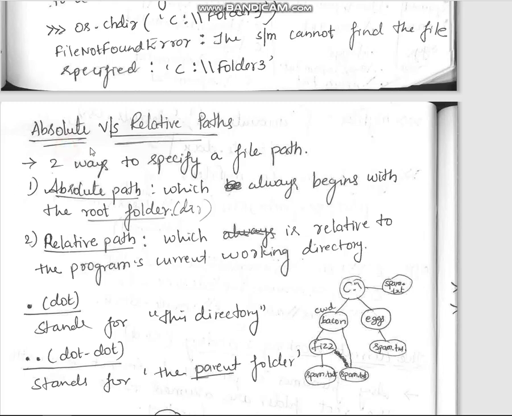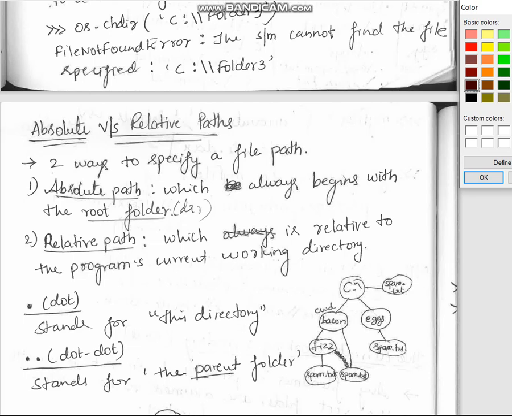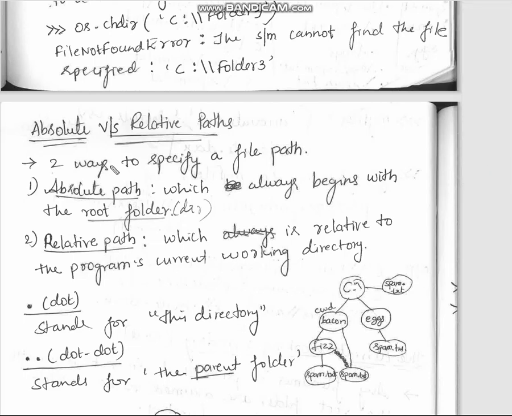Next we'll discuss absolute versus relative paths. There are two ways to specify a path. One is the absolute path and the other one is the relative path. Absolute always begins with the root folder or directory. And the relative path is relative to the programmer's current working directory. So this path starts from the user's current working directory.